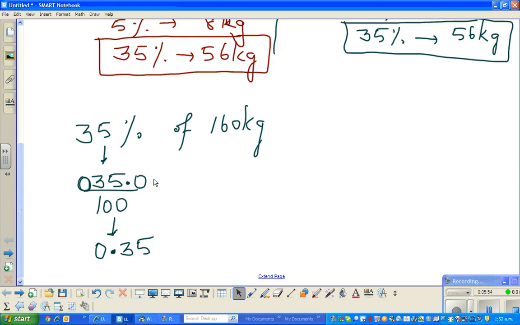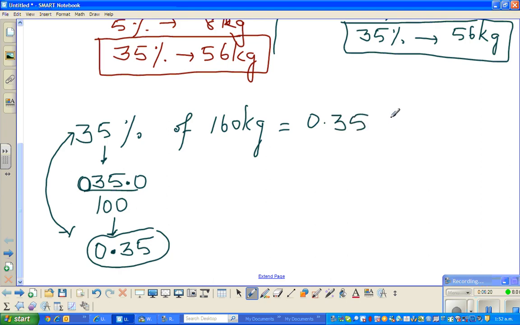Okay, so this means if you want to find 35%, whenever you have the word 35% or the number 35%, you should be in a position to see this. This and this are the same. 35% or 0.35 are the same thing. So this can be written as 0.35 times 160. Now you may ask, where did I get times? Whenever you have the word of, it is times.